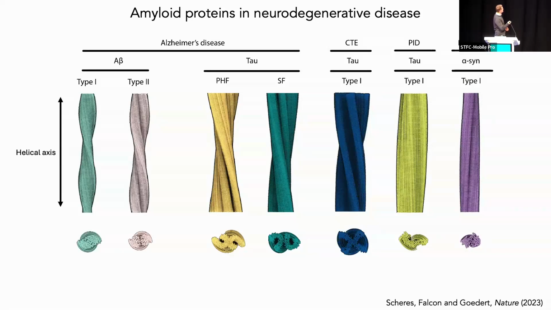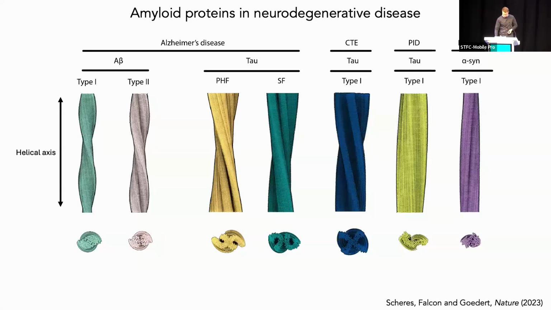If we look at Alzheimer's disease, we can see that this is characterized by the deposition of extracellular beta-amyloid plaques, which comprise A-beta fibrils. It's also characterized by the deposition of intracellular tau, which forms inside neuronal cell bodies and dendrites, and these contain straight filaments and paired helical filaments.